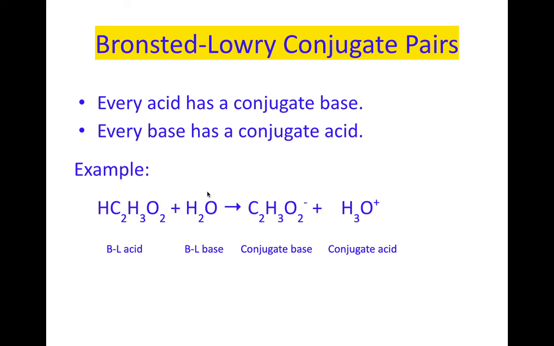Again, how do I know which one is which? Well, I look at what happened. If it donated a hydrogen ion like this one did to become this, then I know this was my acid, and that makes this my conjugate base. If it accepted a hydrogen ion like this one did to become this, then I know this is my base, and then this is its conjugate acid. So you have a base conjugate acid pair, and you have an acid conjugate base pair.